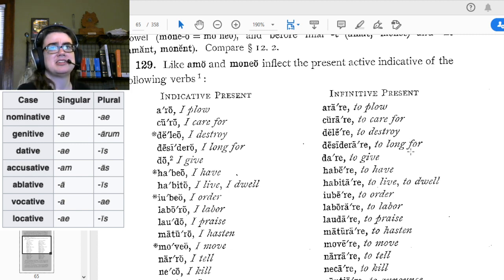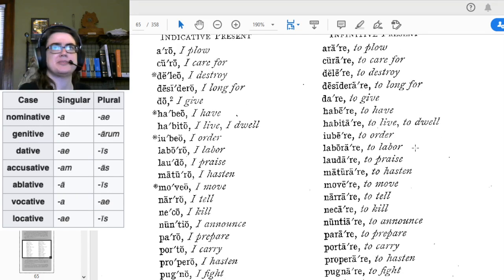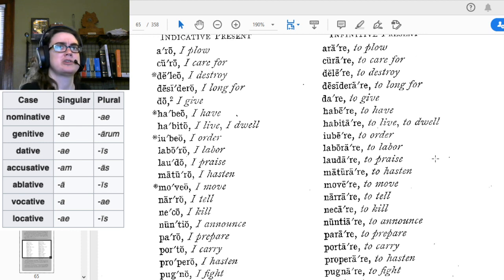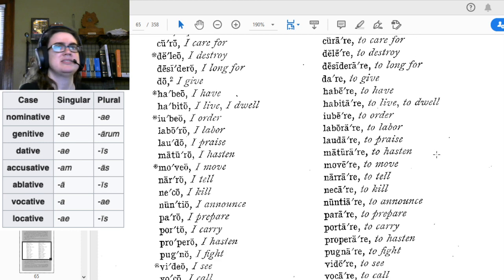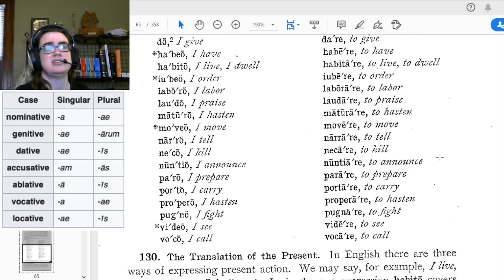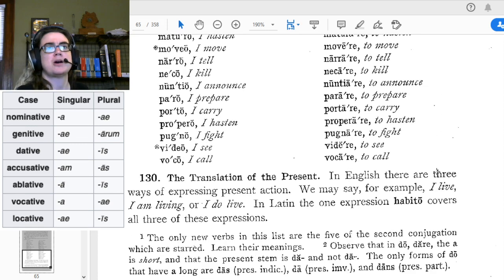You can use all of these verbs now in the present. To plow, to care for, to destroy, to long for, to give, to have, to live, to order, to labor, to praise, to hasten, to move, to tell, to kill, to announce, to prepare, to carry, to hasten, to fight, to see, and to call. All of them are awesome regular verbs.